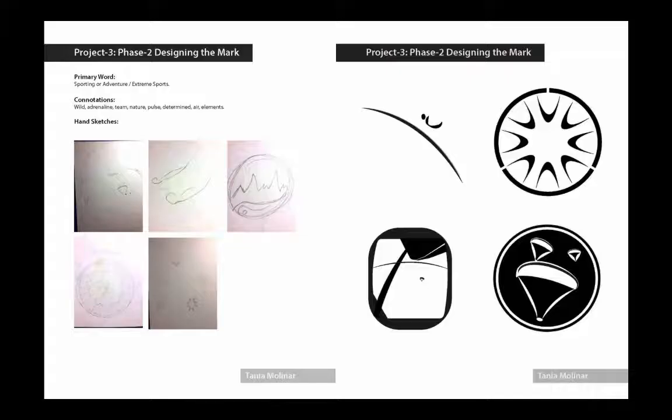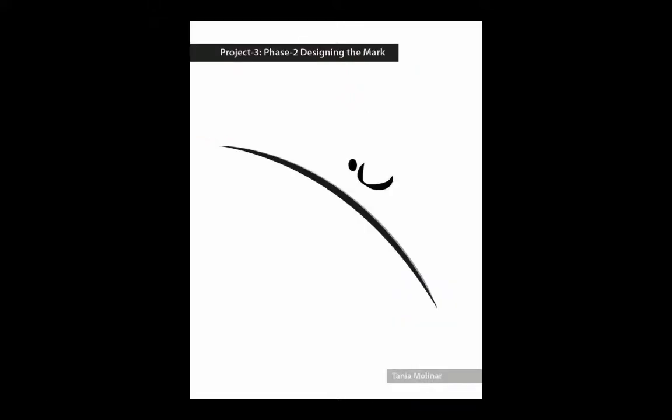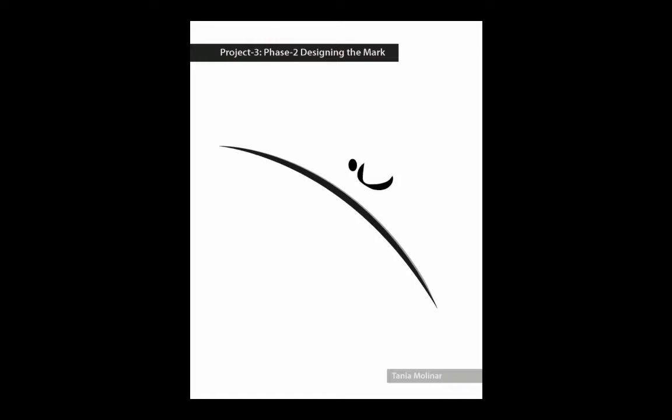All right, another, sporting adventure, ended up with extreme sports, if you remember the mind mapping from that. And so on the left are some sketches that she had done, and then on the right are her digital illustrations, her digital sketches. And then this is the mark that she ended up working with. And we don't see the emblem here for some reason, but it's basically encapsulated.